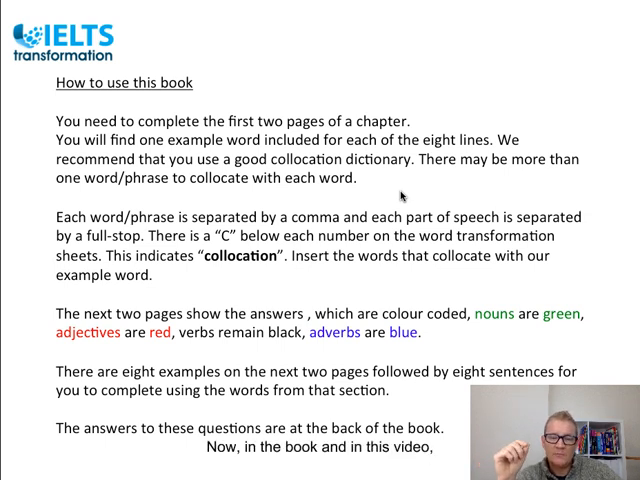Now, in the book and in this video, same with our grammar parts and the different sentence types, you'll notice colours. Well, we've kept the same colours throughout. Nouns are green, adjectives are red, and adverbs are blue. So in the grammar section, if you remember, adverb clauses were in blue, adjective clauses in red, and noun clauses in green.